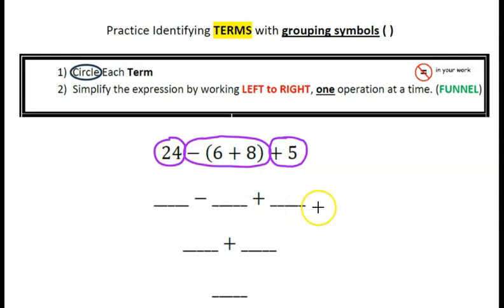So you should have circled 3 terms. You should have circled the 24. And then the plus sign is inside, so we take the whole thing, minus the quantity 6 plus 8, plus 5. Now I want you to funnel this down to see if you can get it correct, using the circling to help guide you as to what you're going to do, and the lines I provided below. So pause the video, fill in the blanks with your funneling steps, performing one operation at a time, and then turn the video back on to see if you were able to do it.